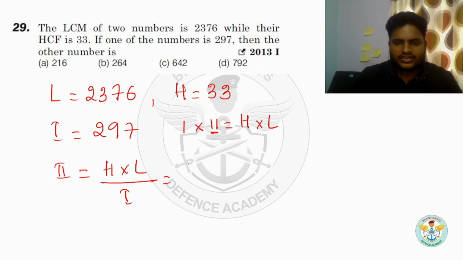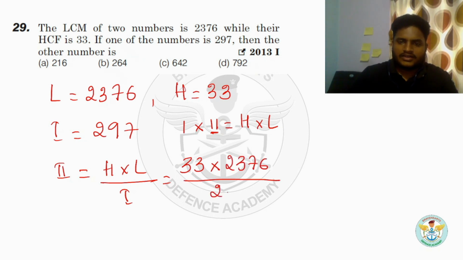Let us substitute whatever we have. We have HCF as 33 and LCM as 2376, divided by your number, which is 297. Now let's understand this. Whenever they give you numbers like this, don't panic. None of the options have decimal points, so it is obvious that 297 will cancel out your 2376. You just need to figure out which multiple it will be.